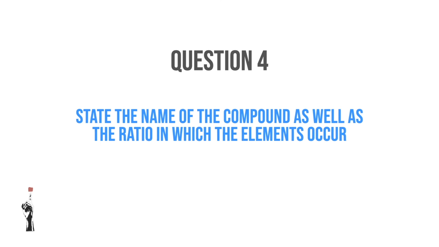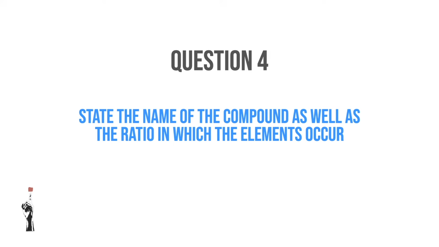For our fourth question, we must state the name of the compound as well as the ratio in which the elements of the compound occur. For our first challenge, we see N2O3.